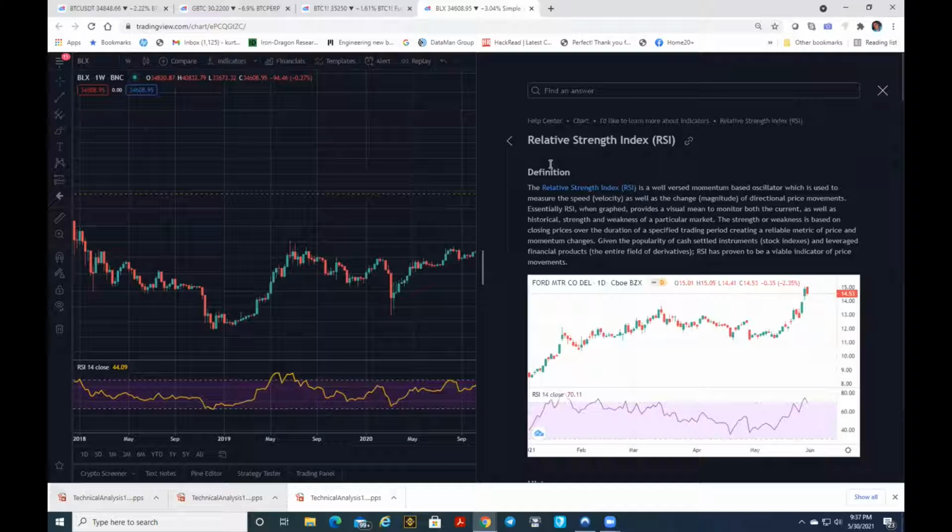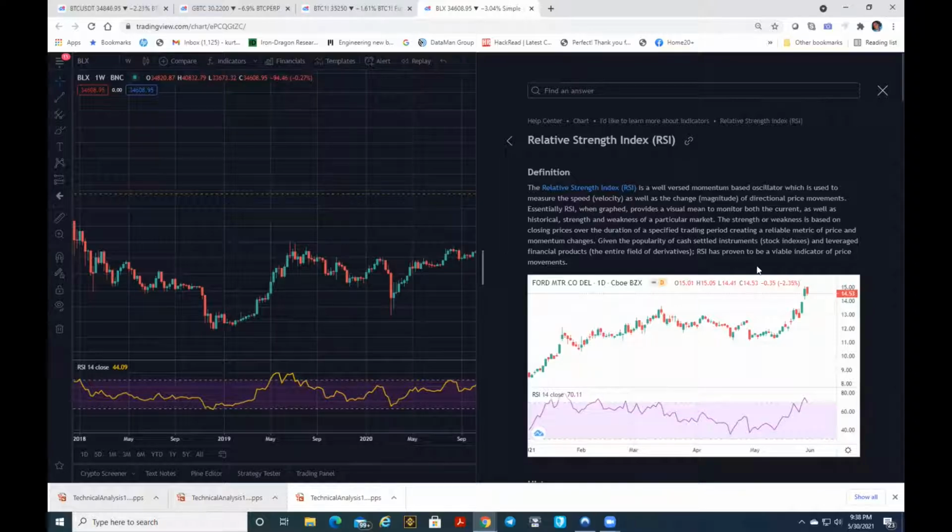So as you can see over here, here's the definition of it. The Relative Strength Index is a well-versed momentum-based oscillator, which is used to measure the speed or velocity as well as the change, the magnitude of the direction of price movements. Essentially, the RSI graph provides a visual means to monitor both the current as well as the historical strengths and weaknesses of a particular market.